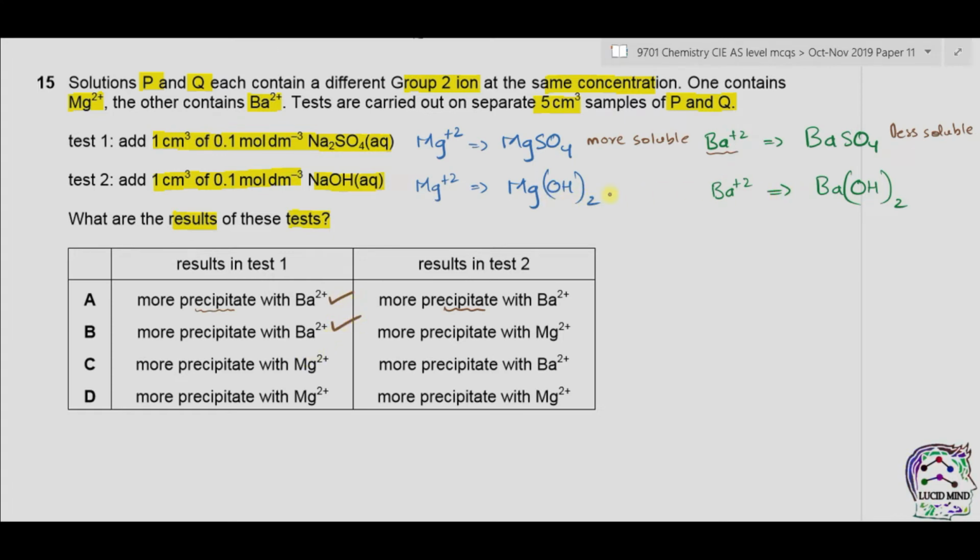Now comparing the solubility of hydroxides, we know that in group 2 the hydroxides become more soluble moving down in the group, so magnesium hydroxide is less soluble and barium hydroxide is more soluble, so more precipitate will be formed with magnesium plus 2. The answer is therefore B.